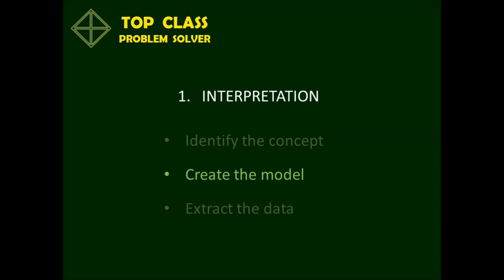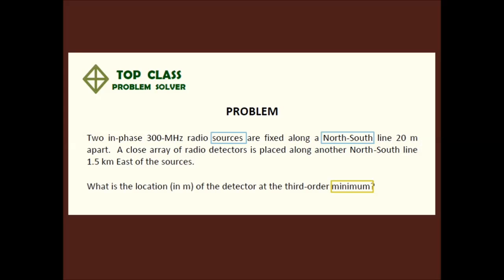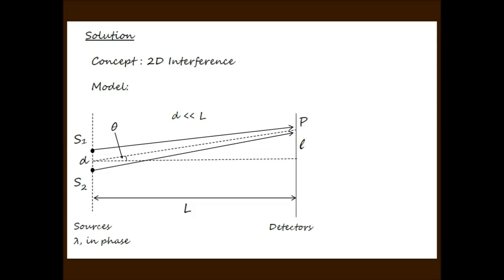The next step of the interpretation is to create the model and represent the model in a diagram. In this problem, we are given that we have 2 radio sources aligned in a north-south direction. We are also told that we have a parallel array of detectors also aligned in the north-south direction, and that this array of detectors lies east of the sources. This is the standard setup for these problems in 2D interference.